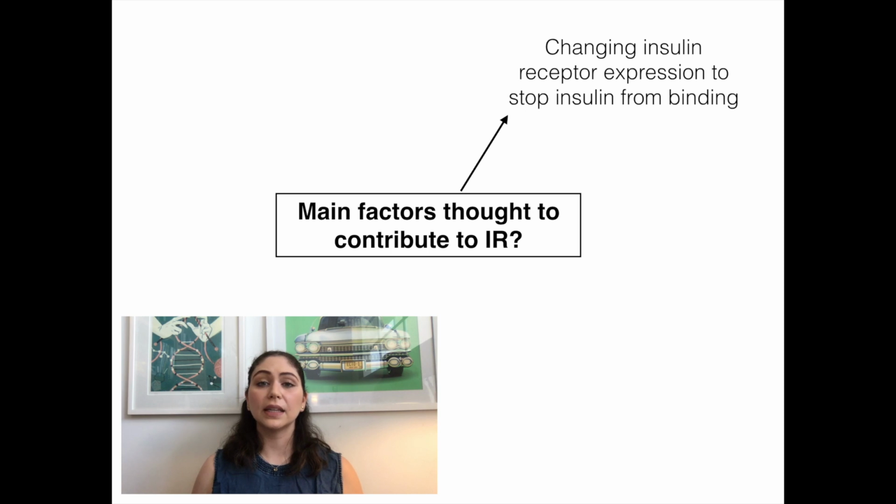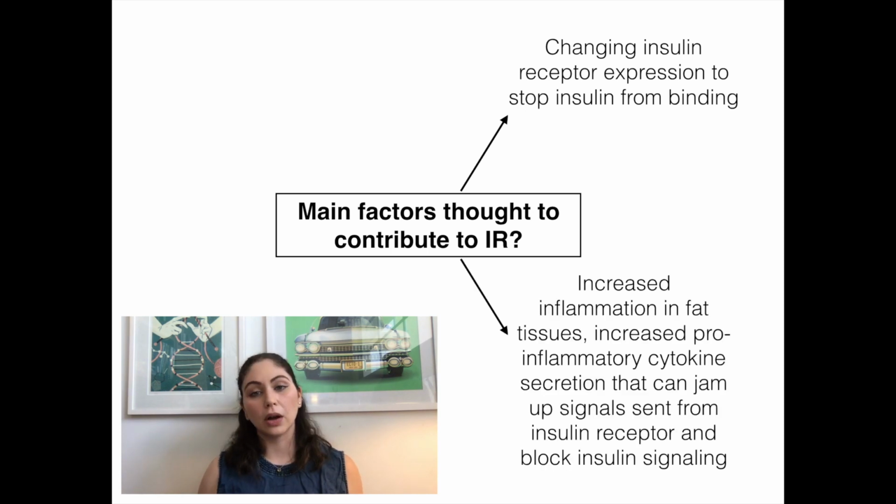Second, the more fat cells expand, especially in visceral fat, the more inflammation they cause by producing factors called pro-inflammatory cytokines. These factors can directly jam up the signals that are sent from the insulin receptor and block insulin signaling, which can contribute to the development and maintenance of insulin resistance. There are also other factors such as mitochondrial dysfunction or even mutations in GLUT4 that may also contribute to insulin resistance.